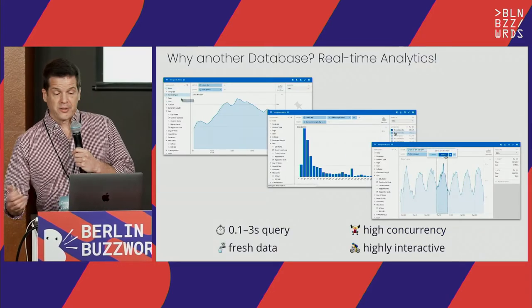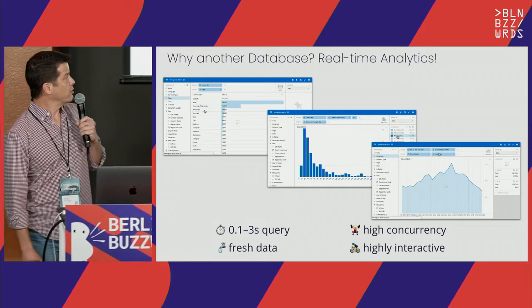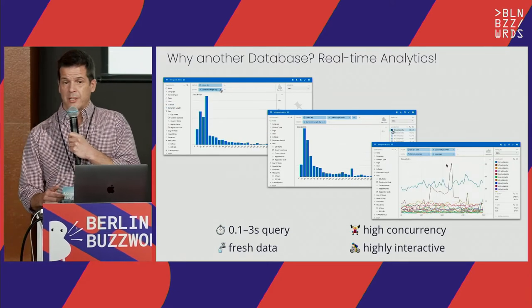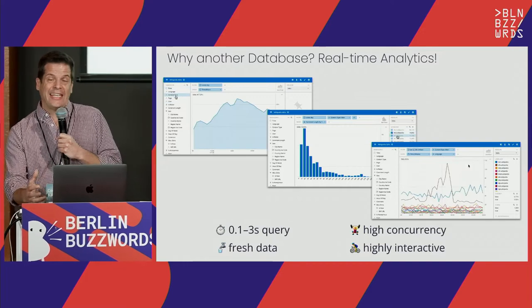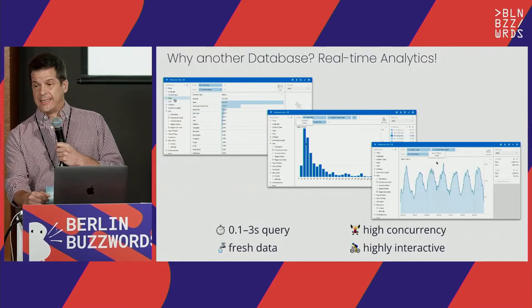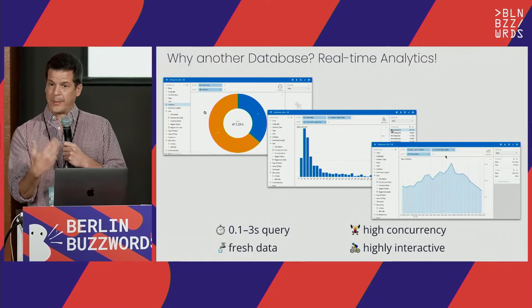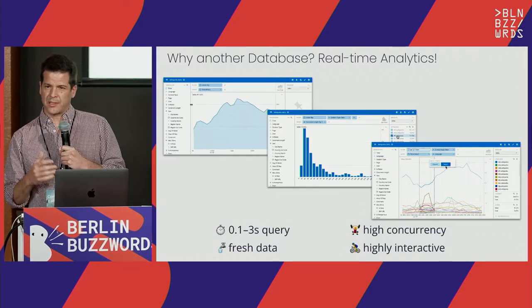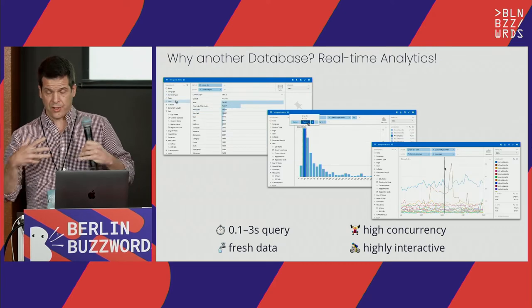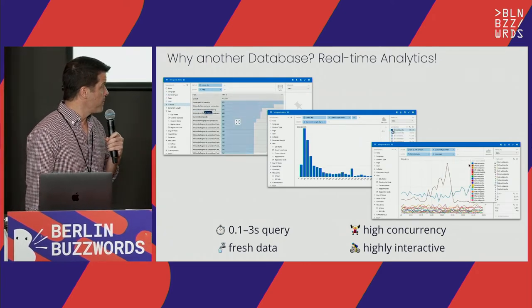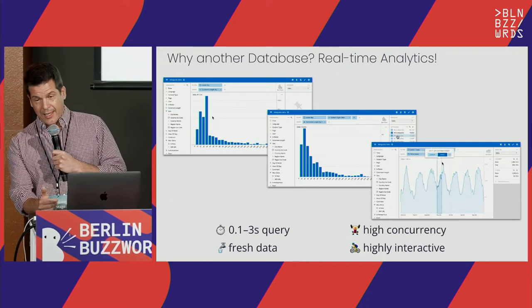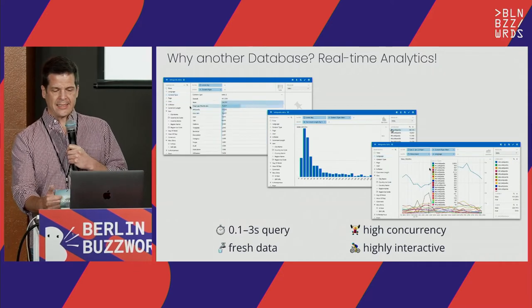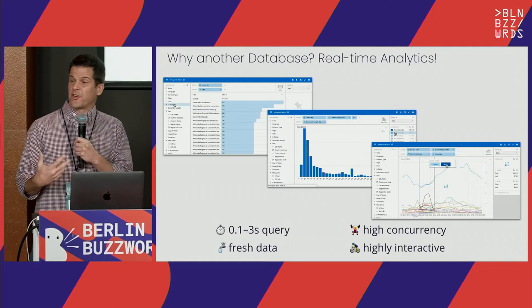So what is a real-time analytics application? This is an example of a real-time analytics application, but it has a few characteristics. First of all, it's very fast queries. That's sort of the key differentiator for Apache Druid. It does this on fresh data, so on streaming real-time data, as well as historic data, and that's sort of its unique characteristic, that it has both real-time analytics and historic analytics in the same query. It provides high concurrency. Because it has these fast queries, it helps drive high concurrency. And it's meant to drive a highly interactive conversation with the data.